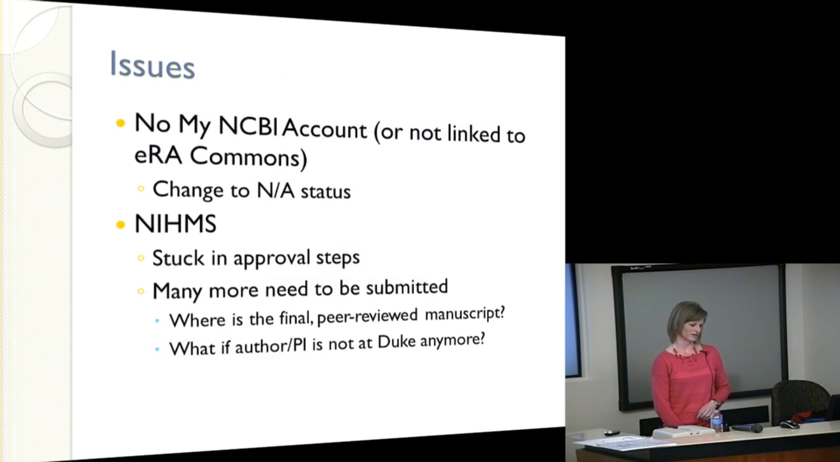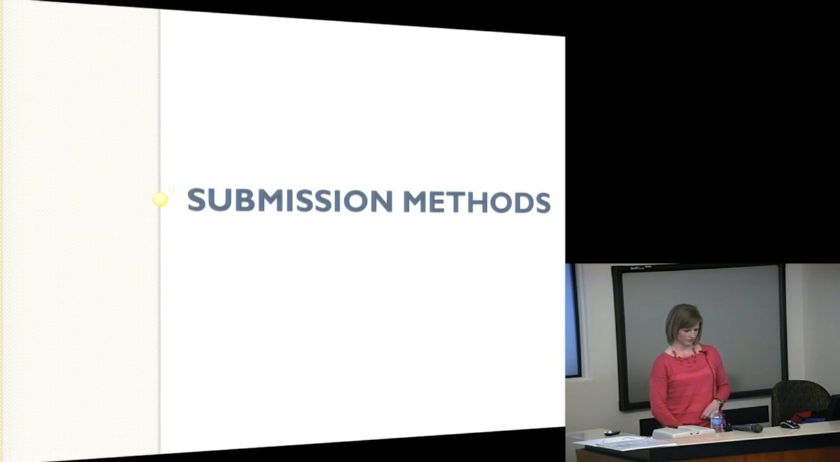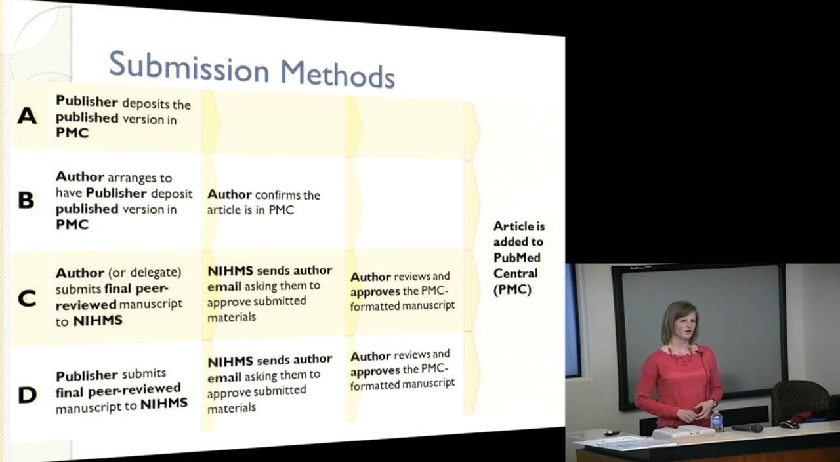I've already talked about these, so just move on. So let's talk about those submission methods. They've broken it up into 4 submission methods, A, B, C, or D is what they call them. If we think about the diagram I had, method A and B were that direct line into PubMed Central. Basically, the publisher takes the version that they own, the final published version, and directly deposits it into PubMed Central.